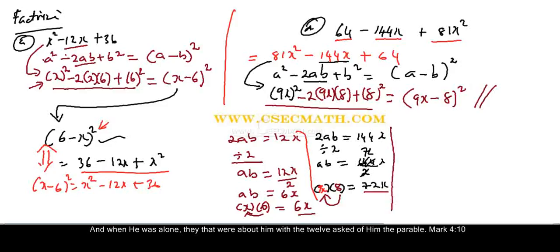Now having said that, it is also okay to represent the solution in the form 8 negative 9x the whole squared. Depending upon the choices that you see in the multiple choice questions, you pick out the right answers.